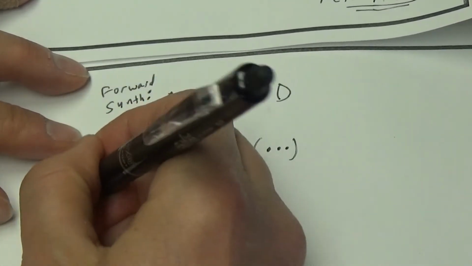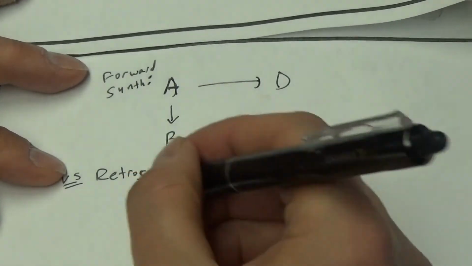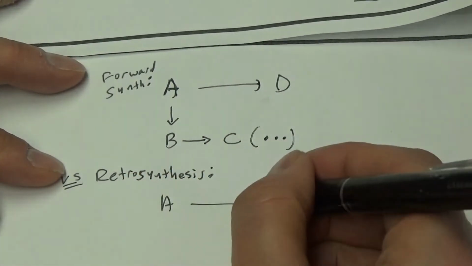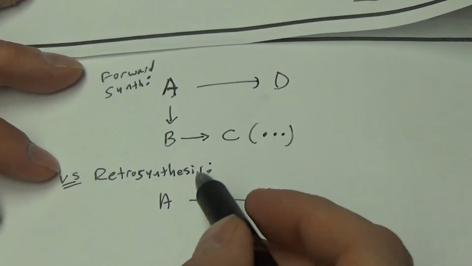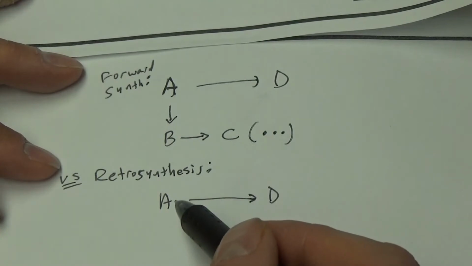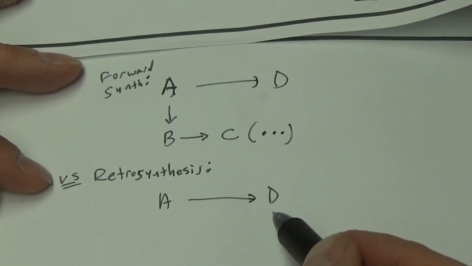So versus retrosynthesis. Retrosynthesis is going to be kind of the opposite way, where I'm like, all right, I've got to go from molecule A to molecule D. So in retrosynthesis, what I do is I don't look at A, really. I might keep it in the back of my mind, but what I really do is I look at D.